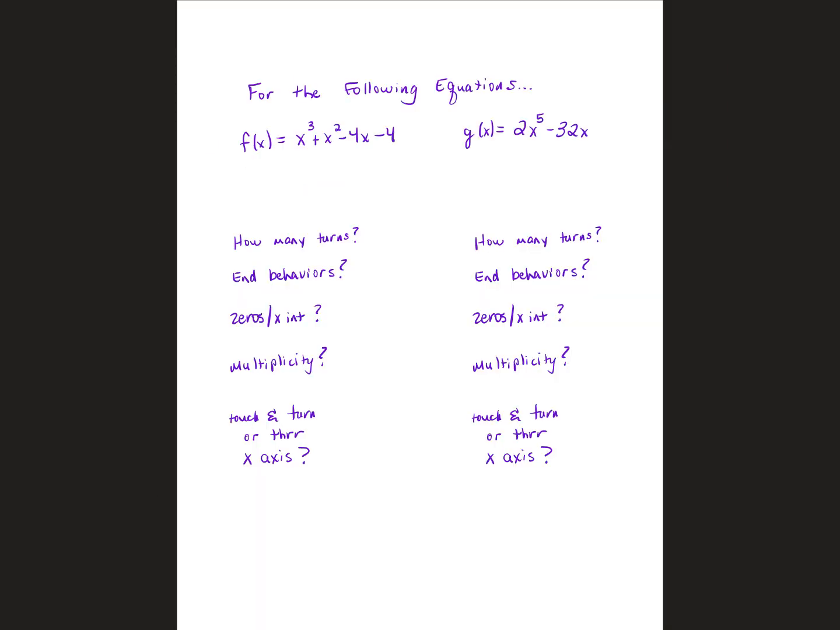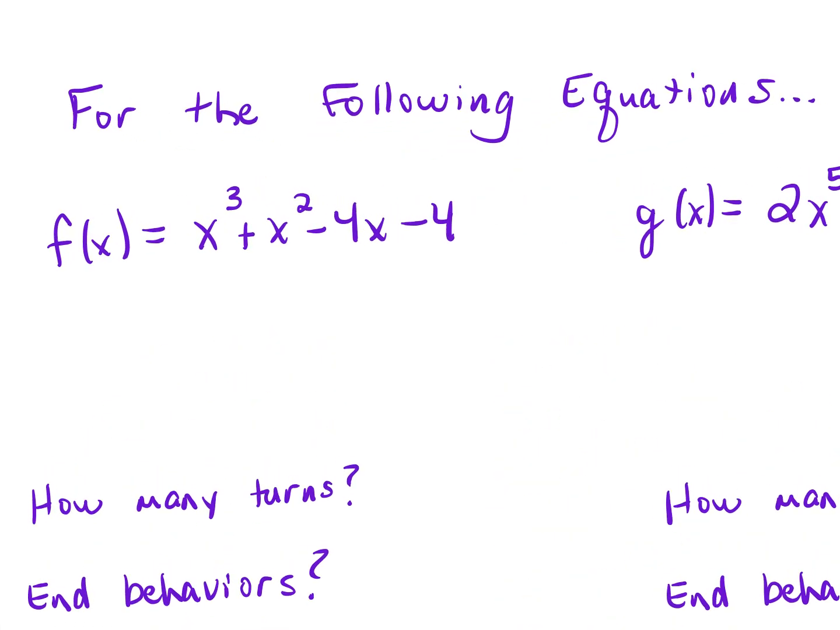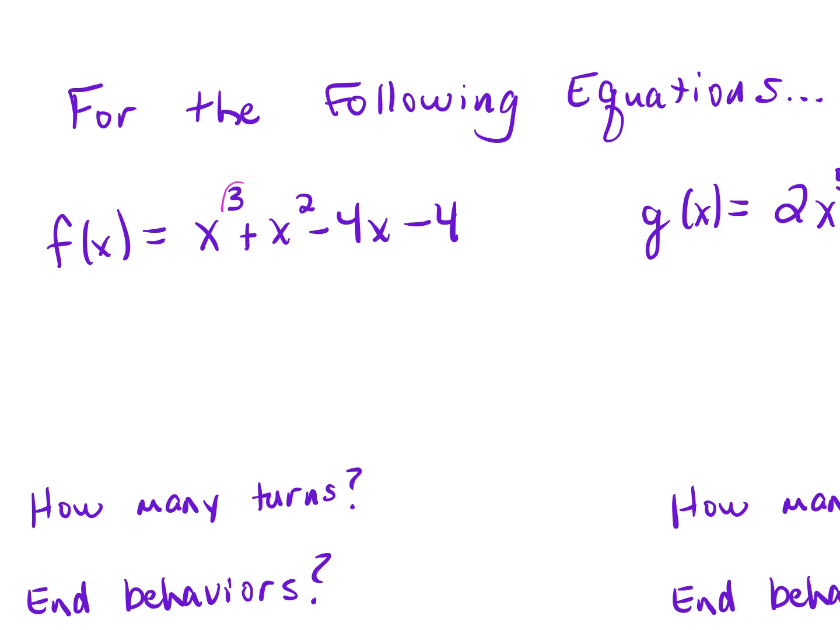All right, so here's 2. These are very representative of what you might see on a quiz. How many turns, end behavior, zeros, multiplicity, touch and turn, what happens at the x-axis. So we're going to figure all of this stuff out doing very minimal math, computation. First thing I'm going to do is say, what's my highest exponent? 3. What kind of a number is 3? Odd and opposite. Is this a positive or a negative?